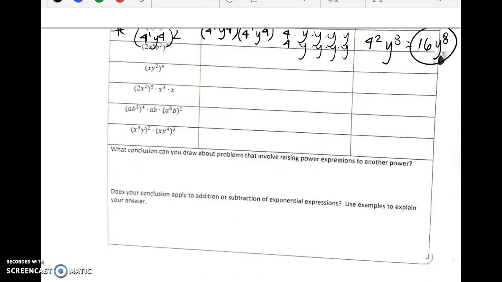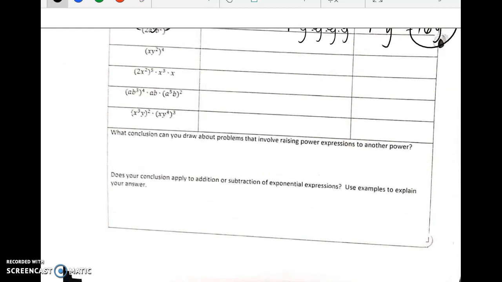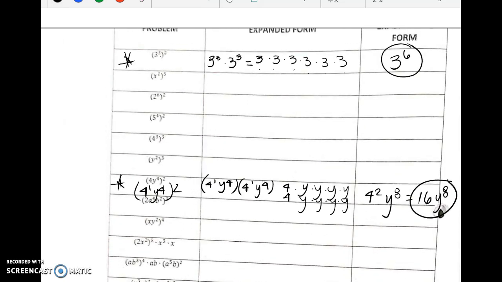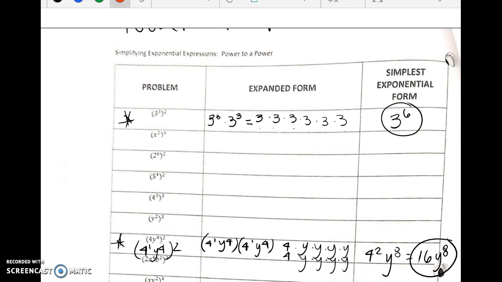You are going to come up with the conclusion. Again, I told you you're going to figure out what the rule is. There is a pattern happening. And you're also going to figure out, does this conclusion apply to addition and subtraction of these expressions? Here's my helpful hint. When doing these problems, notice the relationship between your final exponent, the one that's in your simplest form, and the exponent on the inside of your parentheses and the outside of your parentheses.